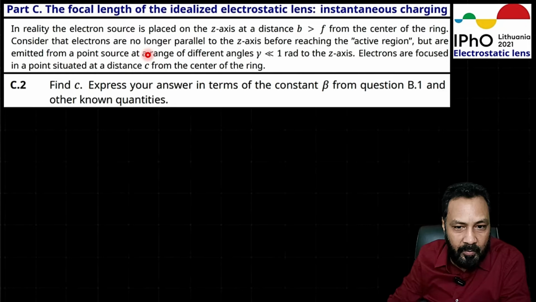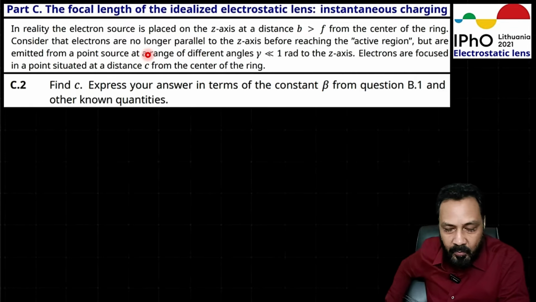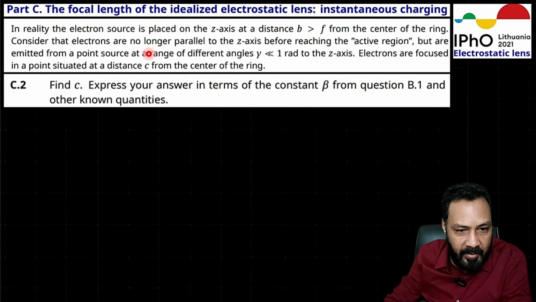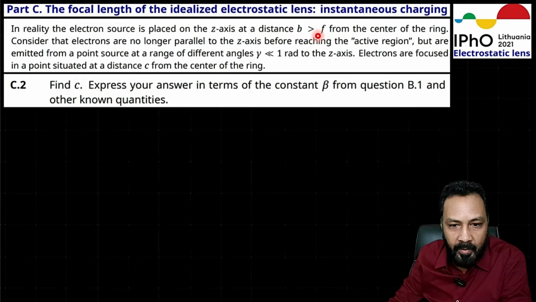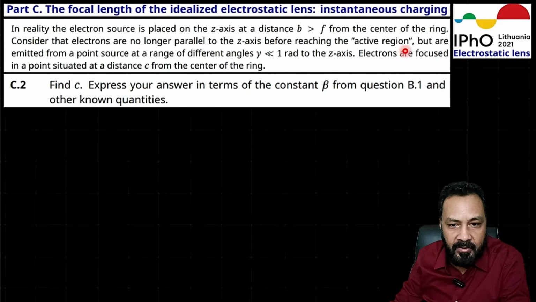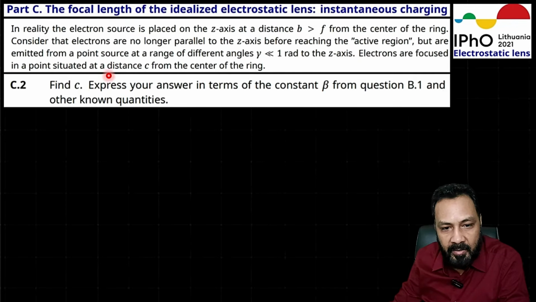And now in this case, the electron beam was projected parallel to the z-axis. And now they are saying that in reality, it is not a parallel beam. Some source is located at a certain distance b, which is more than the focal length from the center of the ring. So consider the electrons are no longer parallel to z-axis, but they are emitted from a point source at a certain range. And then they are focused at a distance small c from the center of the axis. So we have to find c.